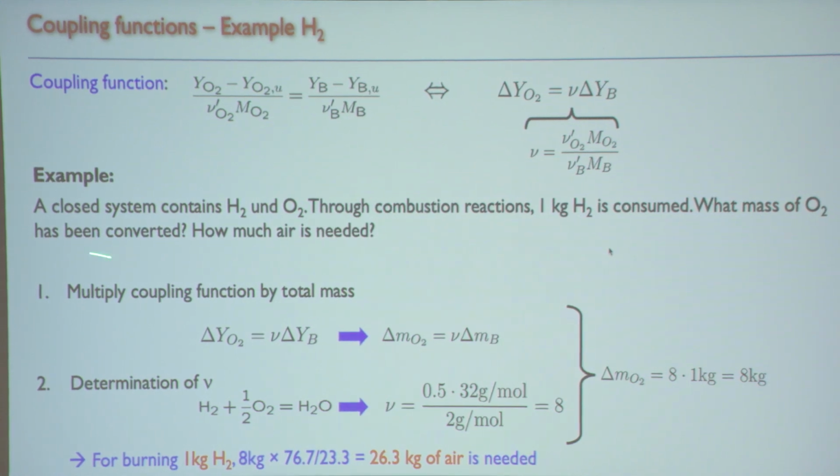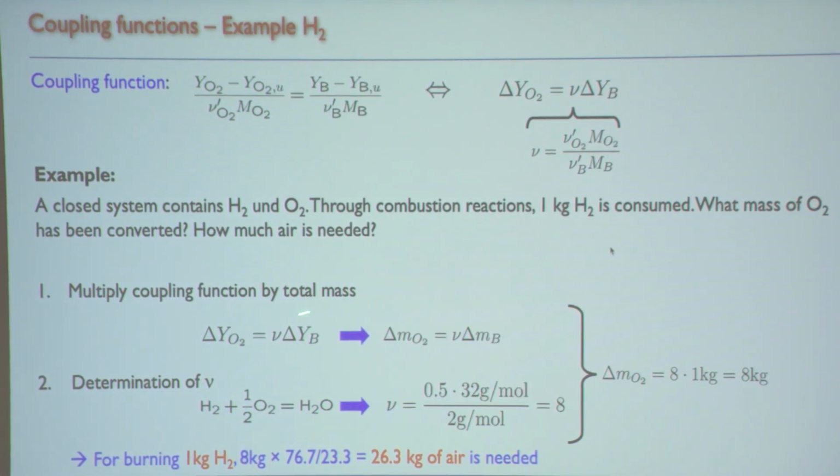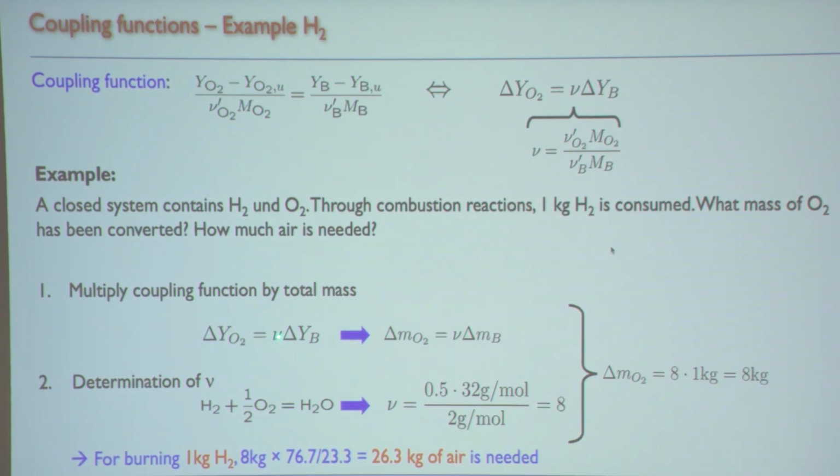What mass of O2 has been converted, how much air is needed. So I just take exactly this, take this here nu O2, MO2, bring it to the other side, and then you get this ratio here, and we call this ratio nu. You will see this ratio come back later on. We call it the stoichiometric mass ratio. But anyways, so this here is 1 kilogram, or, multiplied with total mass, this is 1 kilogram.